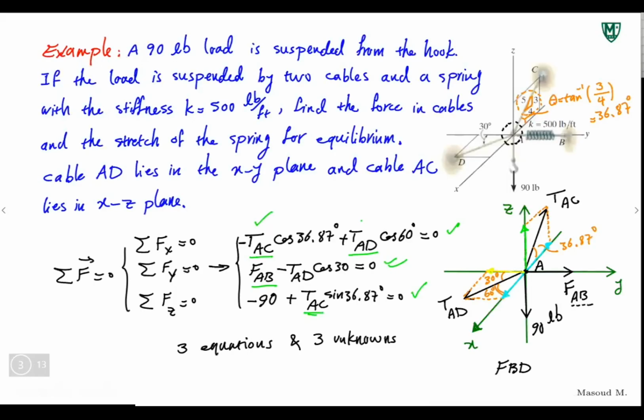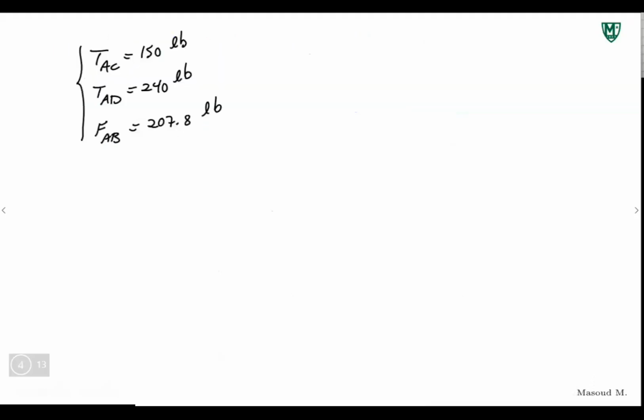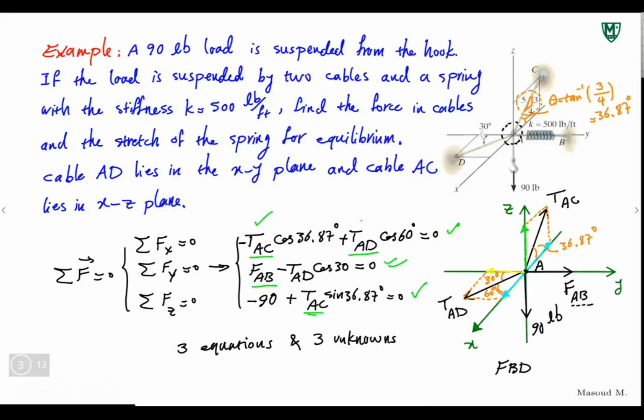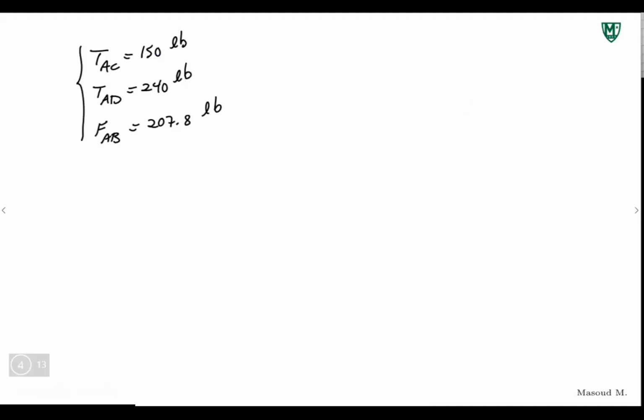It says find the force in cables. So we found the force in cables, TAC and TAD. And it is asking to find the stretch of the spring for equilibrium. Now we found the force FAB, which is applied to the spring. Remember, for a spring, we had F equal to KS. Force in the spring is equal to the spring stiffness multiplied by the amount the spring is stretched or compressed. So I'm just going to use that property.